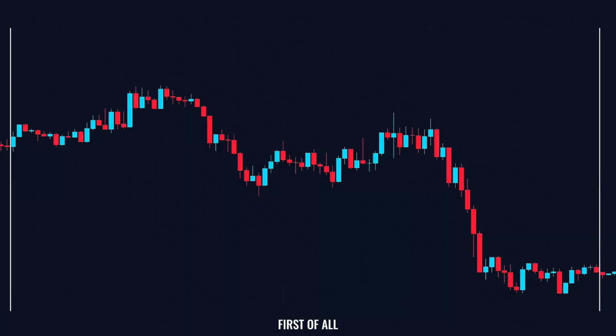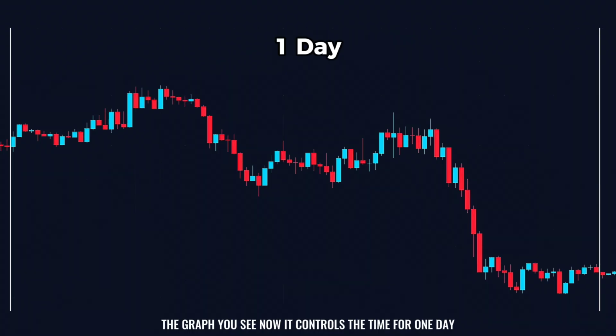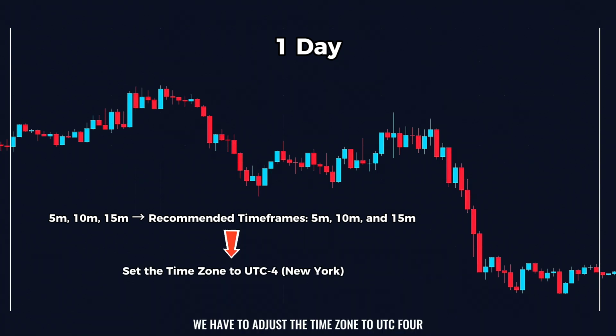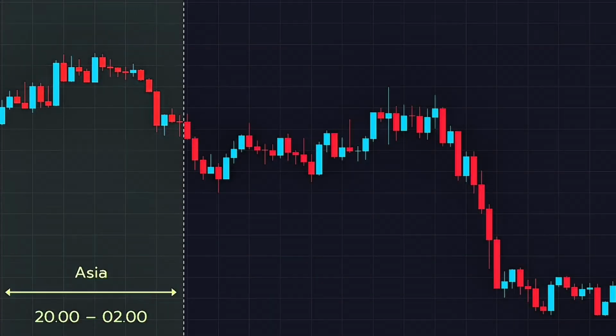First of all, a brief overview of the time periods in trading. The chart you see now covers 1 day. The best timeframes to use are 5 minutes, 10 minutes, and 15 minutes. Don't forget to adjust the time zone to UTC-4, or New York time. After adjusting, the time will look like this.